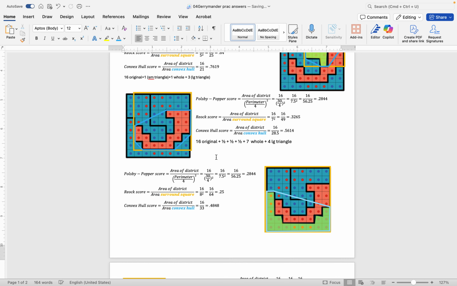Adding this all up, we've got 16 and 4 is 20, 27, 28 and a half altogether. So 28 and a half is the area of that outlined blue shape. And 16 is our original district that goes on top. When I divide, I get my final convex hull score of 0.5614.